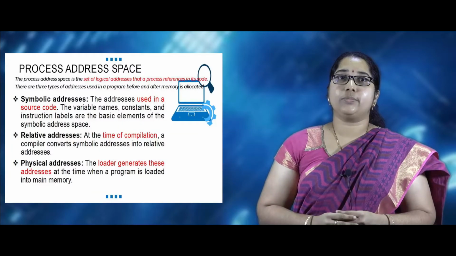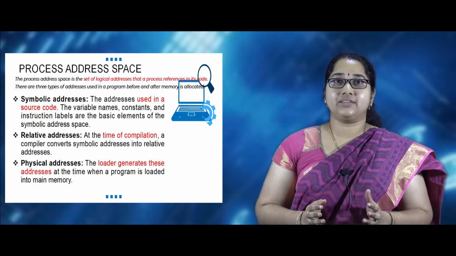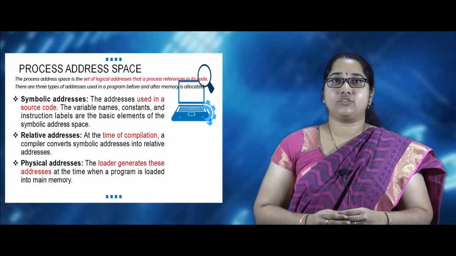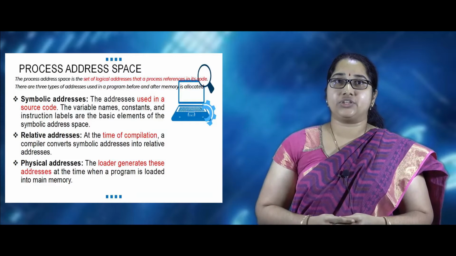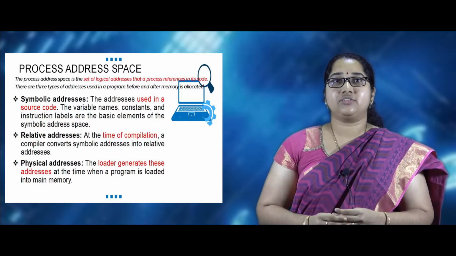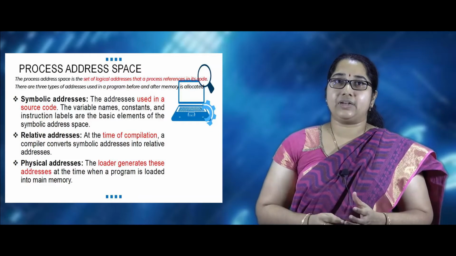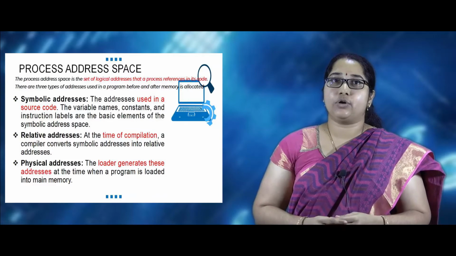Now let us discuss process address space. Process address space is a set of logical addresses that a program references in its code. There are three types of addresses that a program uses before and after its memory allocation. The first type is symbolic addresses. It is present in the source code. Usually variable names, constant names and labels of the instructions come under symbolic addresses.